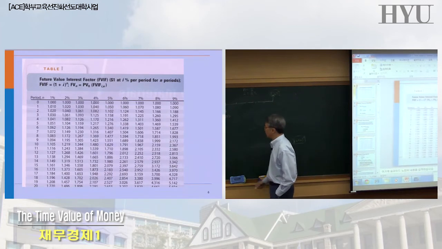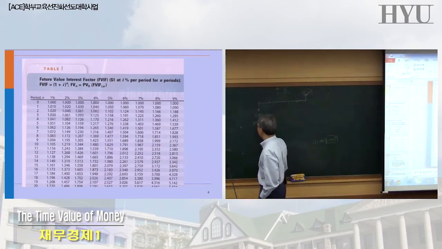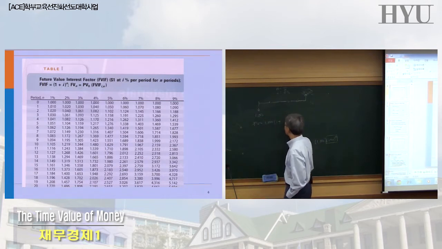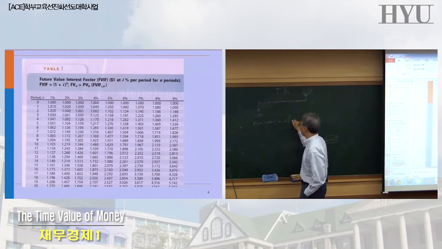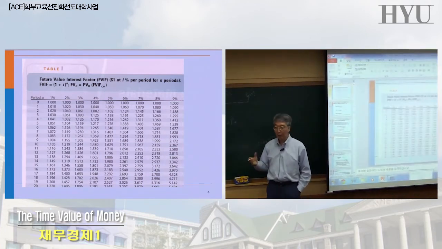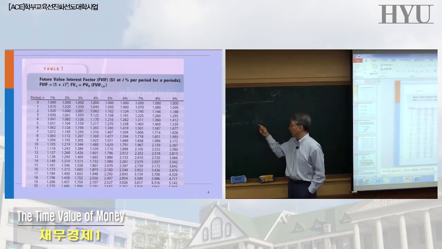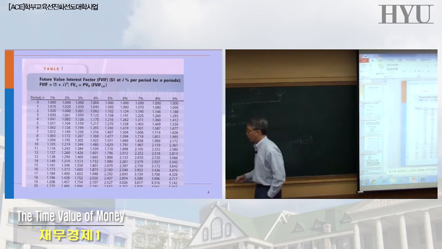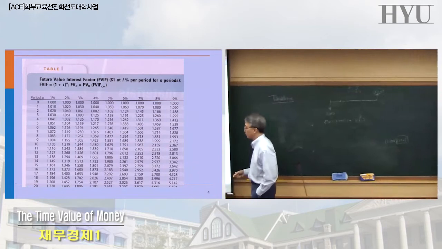And so future value is 1,000 times (1 plus 0.06) to the power of 3, right? If you like, you can use your calculator or a regular calculator. You don't need a financial calculator for this, right? And you can easily calculate it, right? But you can use the table. What's the number?